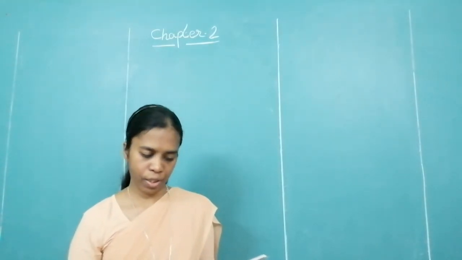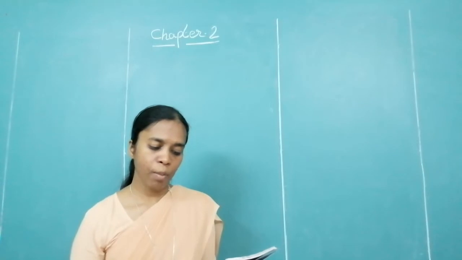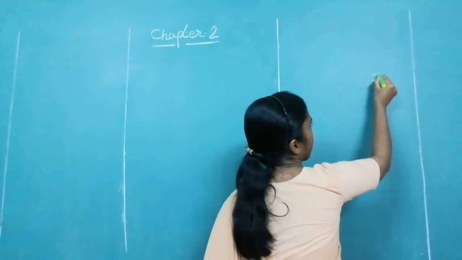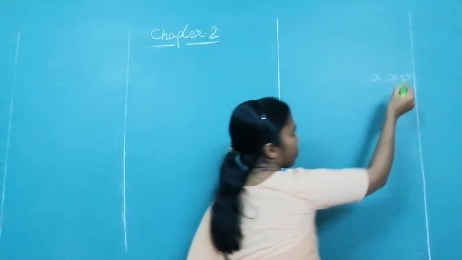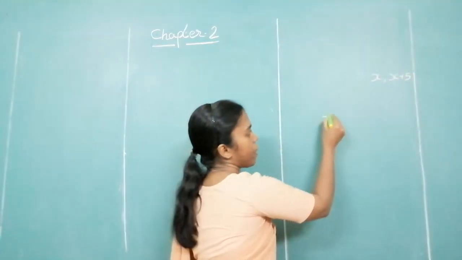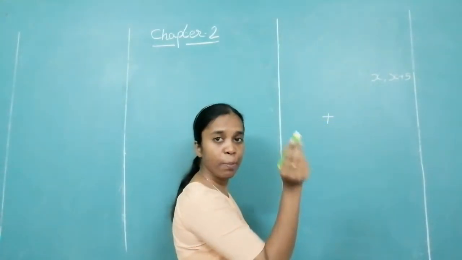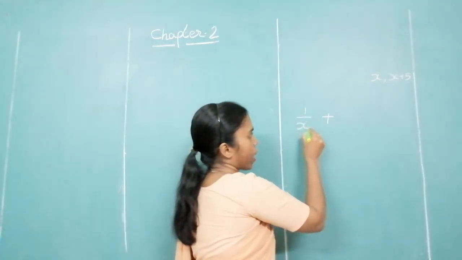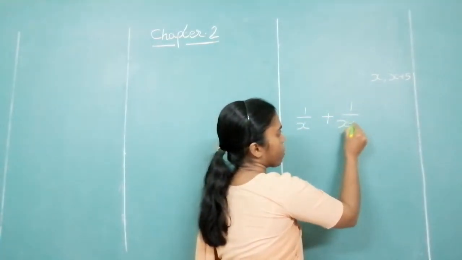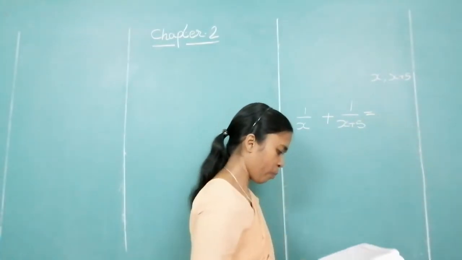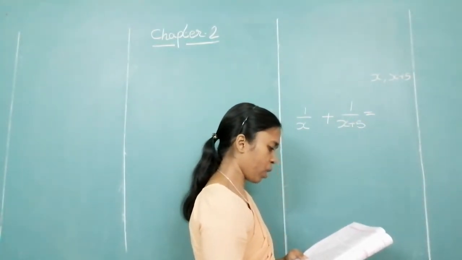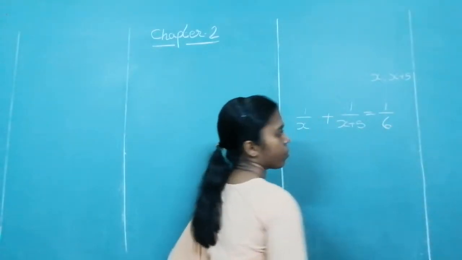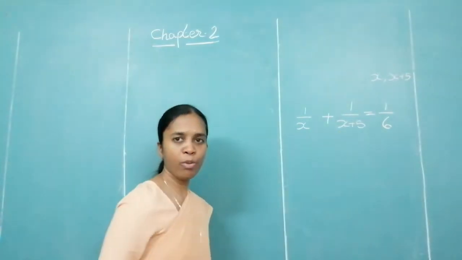According to the given condition. Now what is the condition? The sum of the reciprocals of their ages. What were the ages? x and x plus 5. Sum means plus. Sum of reciprocal. Reciprocal means upside down. So that is 1/x plus 1/(x plus 5) is equal to 1/6. Now you have to solve this and get the value of x.